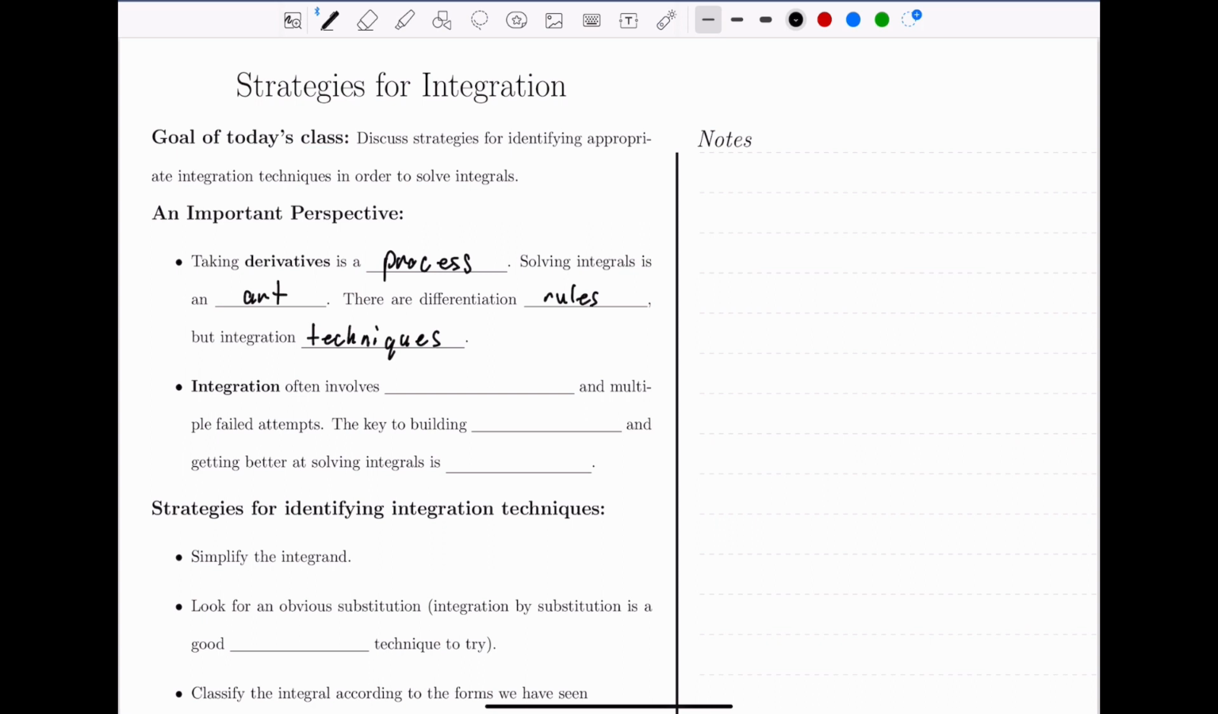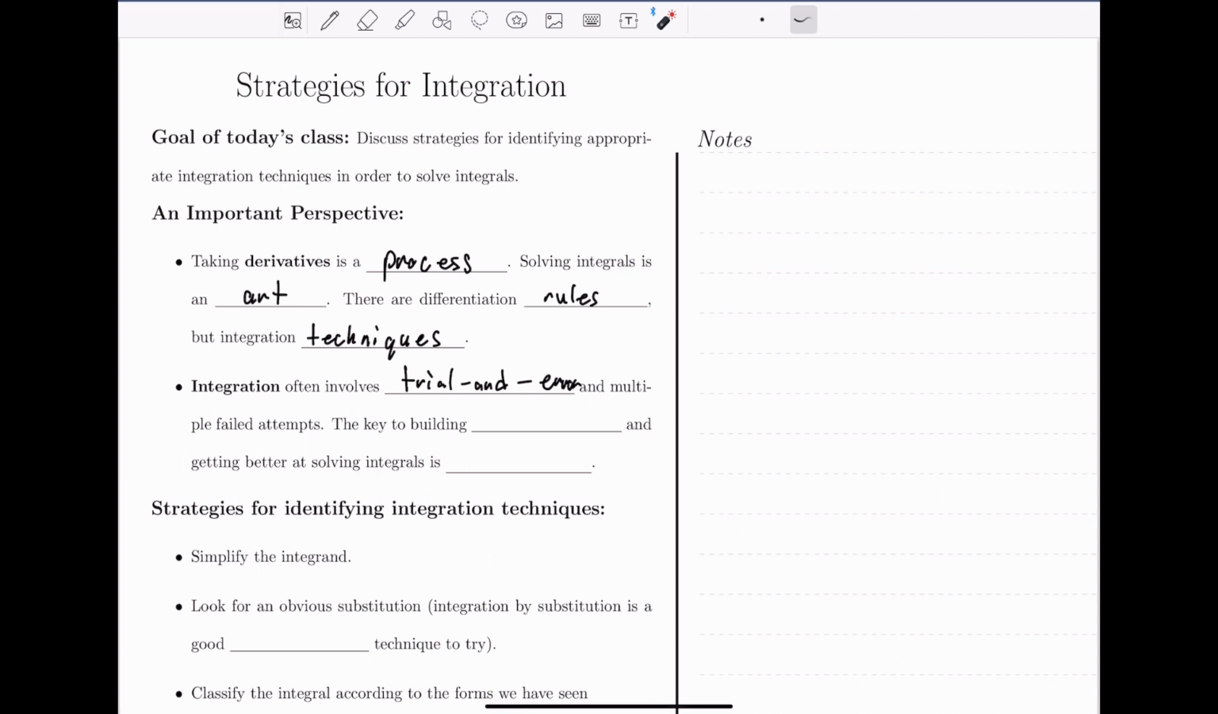When we're taking derivatives, we just follow the rules and we'll always find the derivative. When we want to find antiderivatives, it's not always quite so straightforward. We might have to use different techniques. Some techniques we might try that don't actually work out, and we have to try a different one. So integration often involves trial and error. This isn't very exciting to think about, but oftentimes we'll have multiple failed attempts for any given integral. So we don't want to get discouraged. That's just part of what integrals are. They're different animals than derivatives.